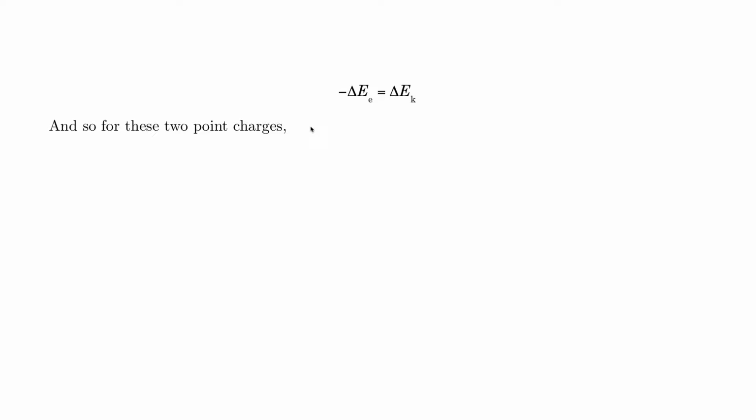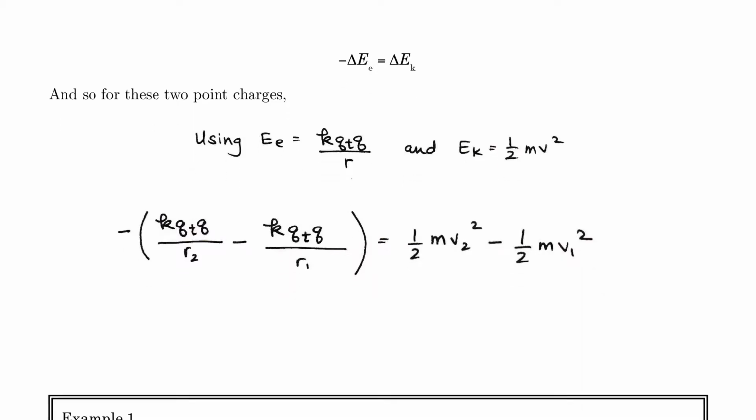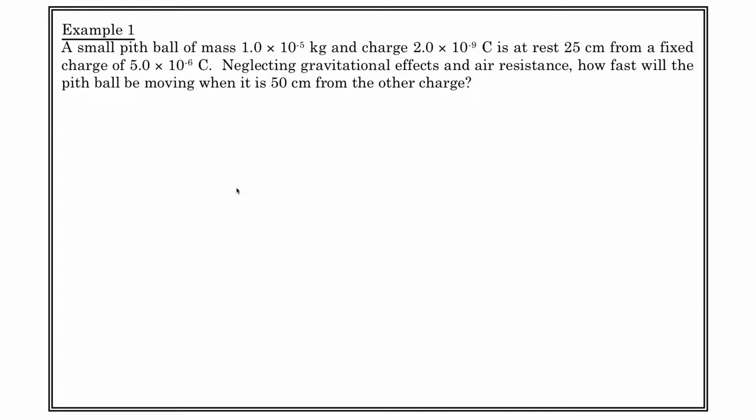For two point charges, this is what we get. Here is the electric potential energy, and here is kinetic energy. We have k QT, the test charge, times Q, the charge that creates the field, over the second separation, minus k QT Q over r1, the initial separation. This is the change in potential energy, and it is equal to 1/2 m v2 squared minus 1/2 m v1 squared. That's it.